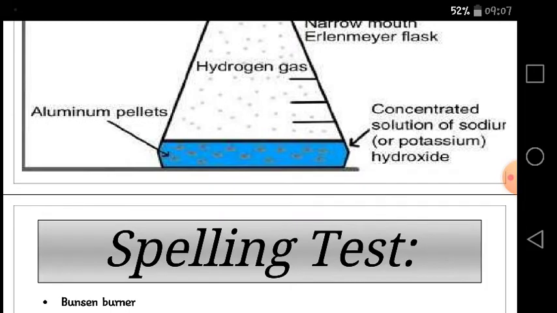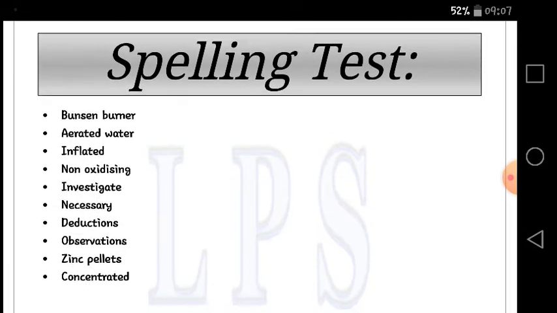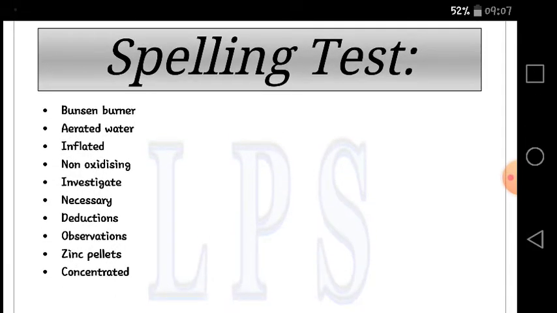So dear students, here are a few words which I have selected for you, the spelling test. You have to memorize the spelling of these words and then write them in your notebooks and then send them to your respective group. These words are as follows: Bunsen burner, aerated water, inflated, non-oxidizing, investigate, necessary, reductions, observations, zinc pellets, and concentrated.